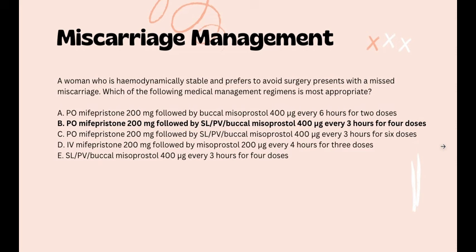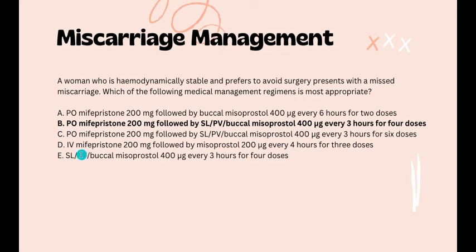So this patient wants to avoid surgery, but they have a missed miscarriage. And what are the best options? So as we've said before, we need to pre-treat miscarriages with mifepristone, and then they get 4 doses of misoprostol. So the answer here is B.